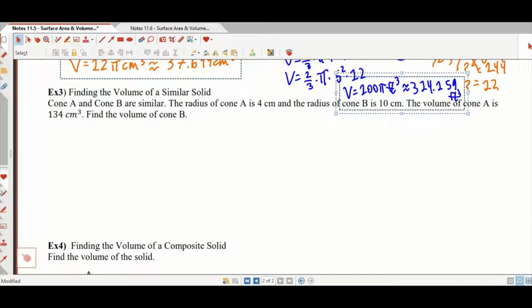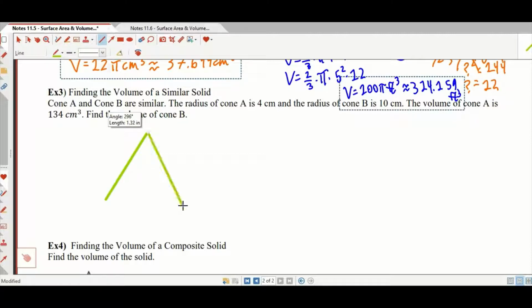Finding the volume of a similar solid. So cone A and cone B are similar. The radius of cone A is 4 centimeters, and the radius of cone B is 10 centimeters. The volume of cone A is 134 centimeters cubed. Find the volume of cone B. Let's draw a picture. So here's your cone A. All right, so let's see here.